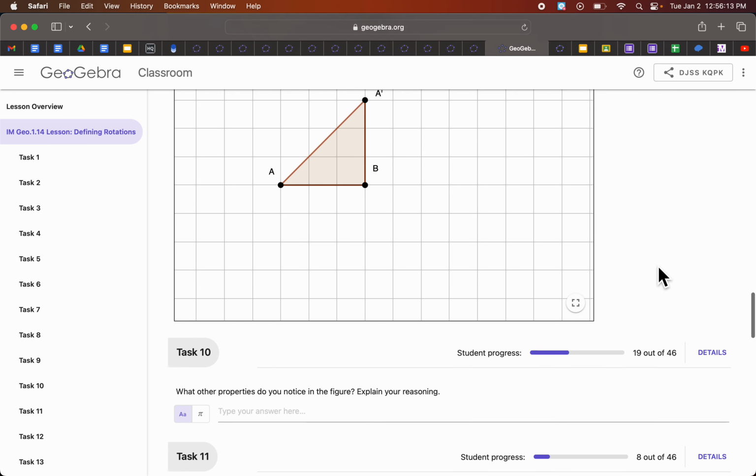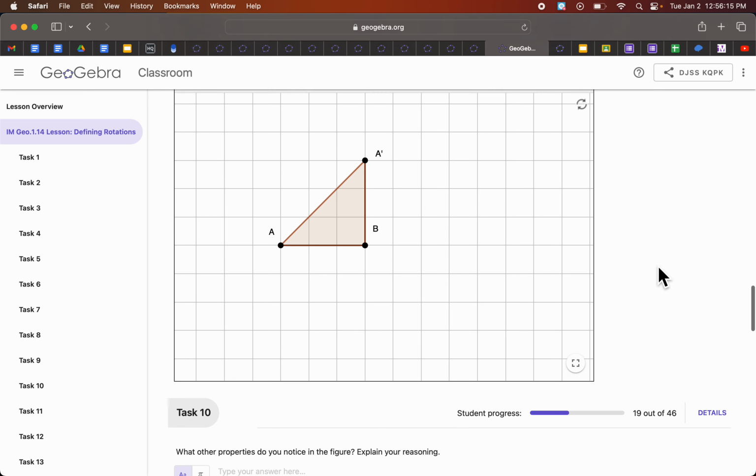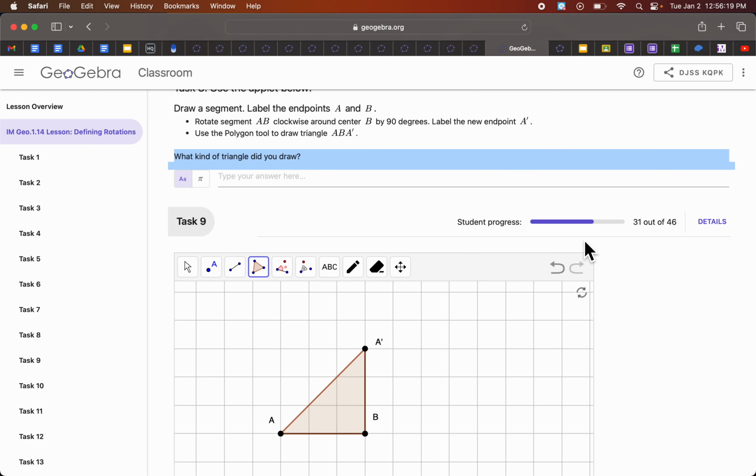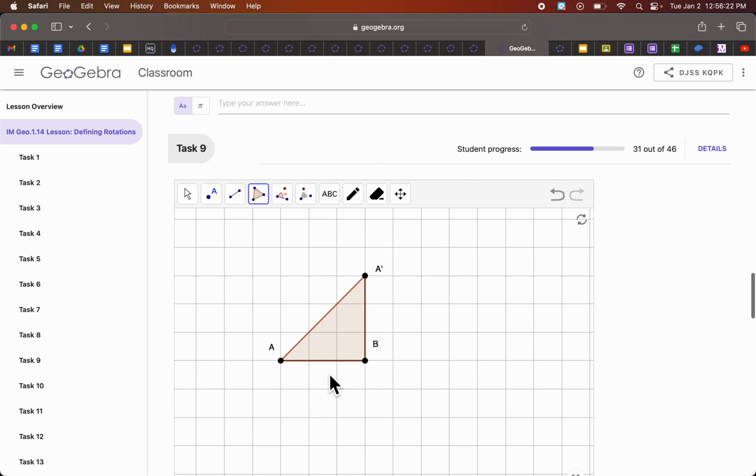Okay, cool. What other properties do we notice in the figure? Explain your reasoning. Oh, wait, it says what kind of triangle did we draw? Well, since we made a 90-degree angle, this is an example of a right triangle, right?